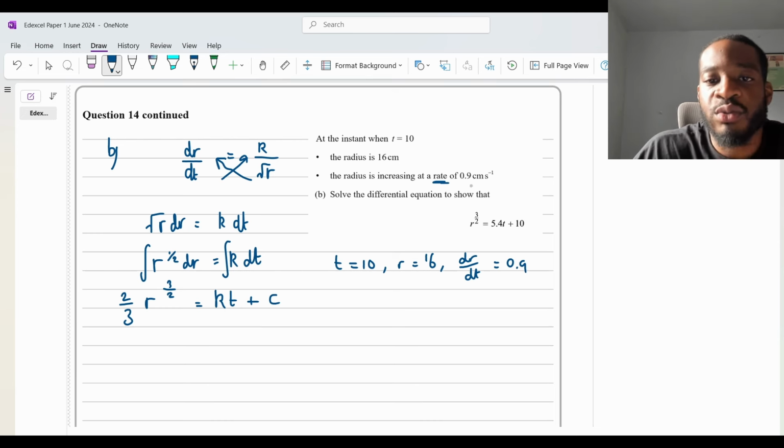And another thing to help you as well, look at the units of measurement, right? A rate, look at the unit. This is centimeters, isn't it, right? Centimeters is the radius, right? dr per second.